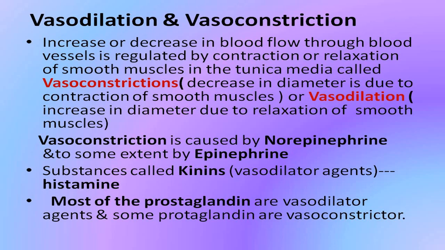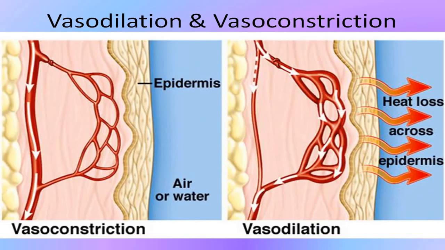Prostaglandins are chemicals which are produced by the damaged tissues, and these prostaglandins help in the healing of the cells and tissues. So most of the prostaglandins are also vasodilators in nature, meaning they can increase the diameter of the blood vessels, but some of the prostaglandins are also vasoconstrictors, so they can constrict the diameter of the blood vessels. This is a figure that shows the vasoconstriction and the vasodilation.